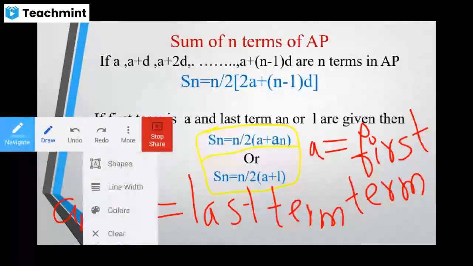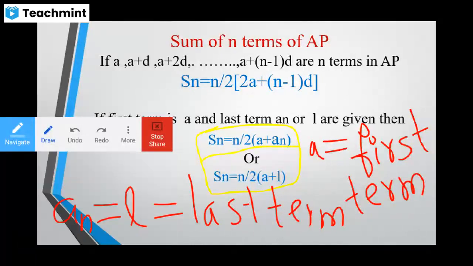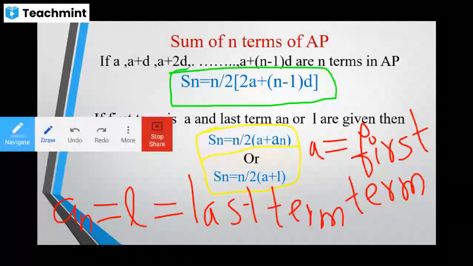Basically, this formula comes from this one. See the green mark. The original formula is this one: S_n is equal to n by 2 into bracket 2a plus (n minus 1) d. You can go through the examples. Okay.